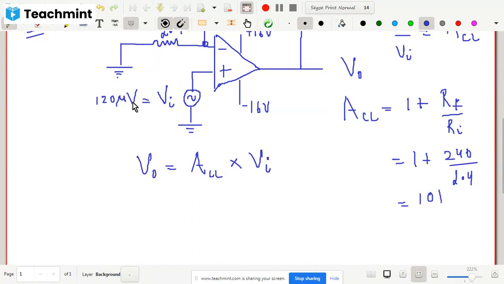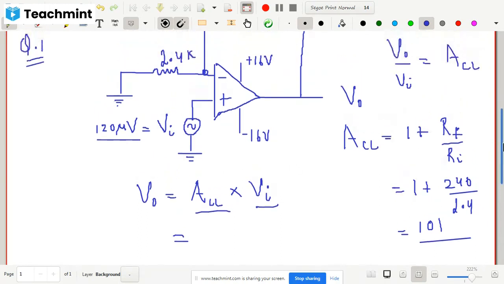Okay, and V in is in microvolt, so you can please convert it into volt and write down, or you can convert it into millivolt and write down the output. Just put the value 101 here and put this value 120 here, convert it into millivolt or volt as per your choice, and then write down the output voltage. So this is how you can do this kind of problems.